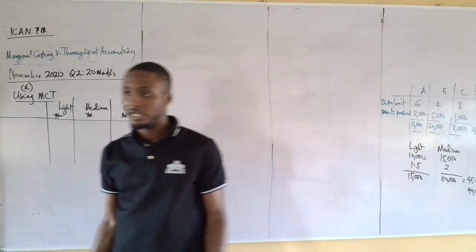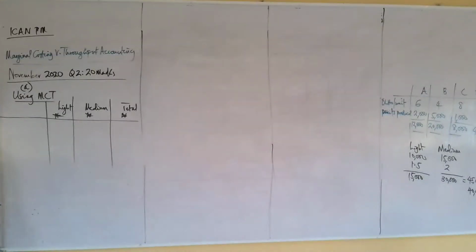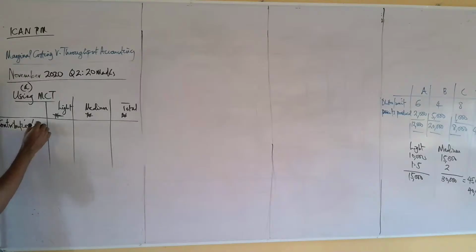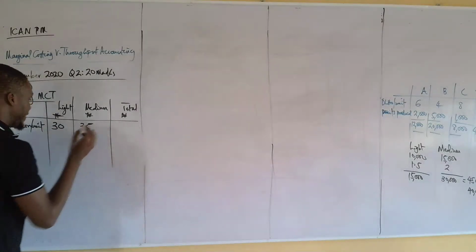Just in case they did not tell us, this is how you do it. Right. So now light, medium, total. Step 2 is calculate contribution for marginal costing or throughput. Yes. So they've already calculated contribution for us, so they've done step 2. We just have the contribution that has been calculated. What's the contribution per unit for light? 30. For medium? 35.